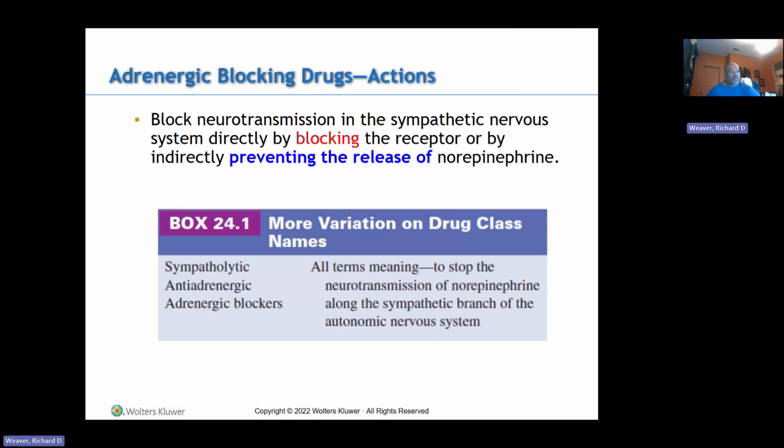So the adrenergic blocking drugs, and as far as the actions are concerned, essentially what's happening is that these drugs block the neurotransmission in the sympathetic nervous system directly, by blocking the receptor, or indirectly by preventing the release of norepinephrine. So, what do we mean by that?